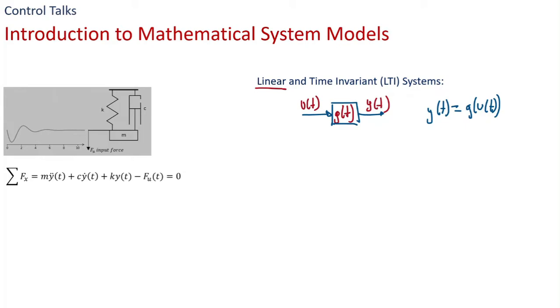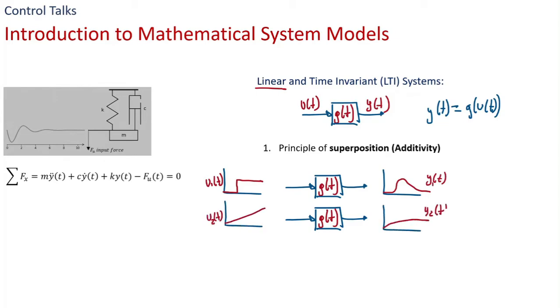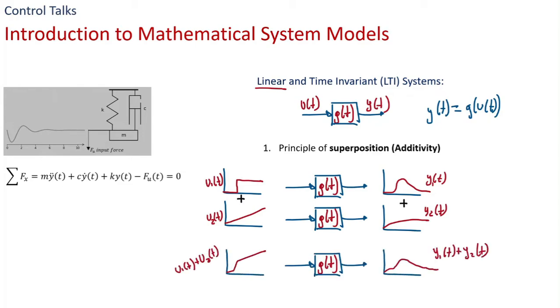For a system to be linear, it should have the following properties. The first one is the principle of superposition, also called additivity. This principle says that if you sum two separate inputs together, the response of a linear system will be the sum of the outputs of each individual input. Or in other words, G of u1 plus G of u2 is going to be equal to G of u1 plus u2.